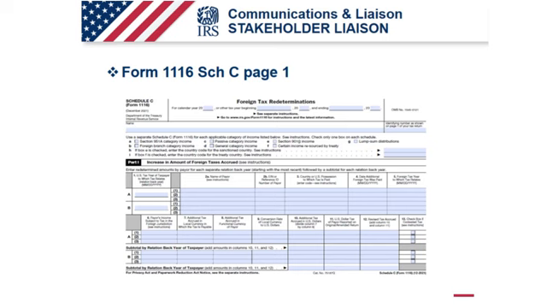Part 1 is used for taxpayers who use the accrued method, and when there is an increase in foreign taxes they paid during the current year. This is because the relation back concept applies only to accrued method taxpayers when there's an increase in foreign taxes. The additional tax they paid in the current year relates back to a prior year or prior years.